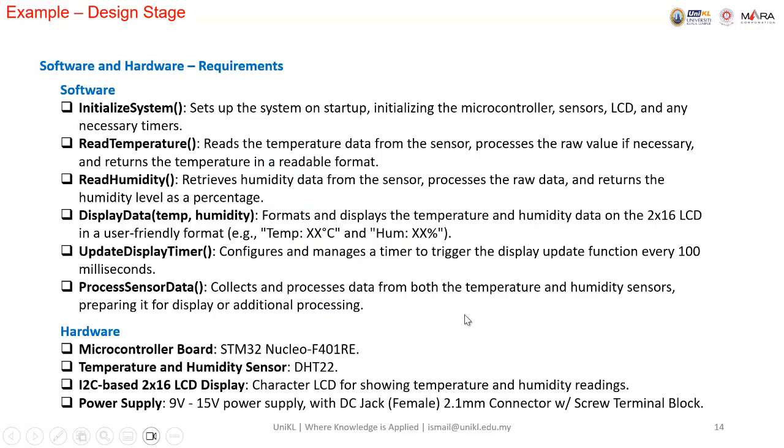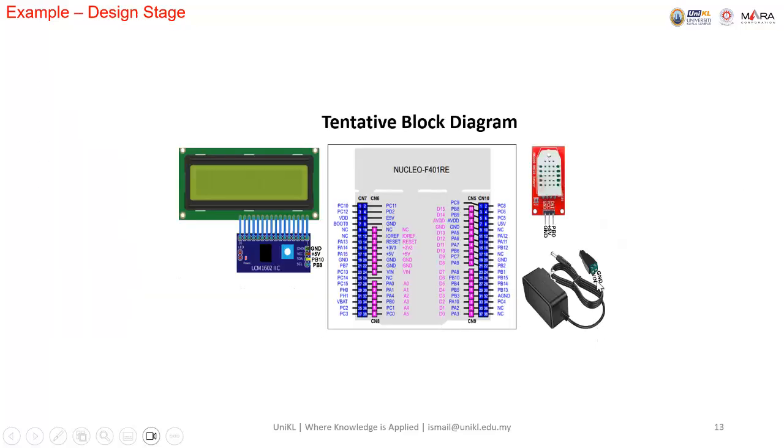All right. Then in the design stage, we list down all the software required, right? So we have software in a slide system: read temperature, read humidity, display data, update timer, process sensor data. And then hardware: microcontroller board. We need a Nucleo, for example, Nucleo F401RE, temperature humidity sensor DHT22, for example, I2C based 2x16 LCD display, and then power supply 9 to 15 volt with DC jack, female 2.1 connector or screw terminal block. Okay, this one is a screw terminal block, right? Connect it to the adapter, convert it to the wire, so we can connect the wire here. I think we have VIN here and ground here.